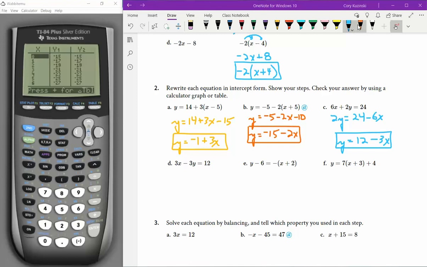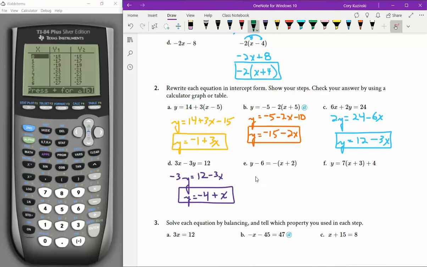I'm going to do that another time here. First thing I have to do is subtract 3x from both sides. That gives me 12 minus 3x on the right, negative 3y on the left. Divide everything by negative 3. 12 divided by negative 3 is negative 4, and negative 3x divided by negative 3 is positive 1x, or just x. So that's the answer there.